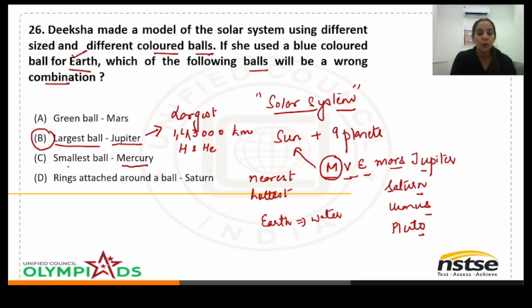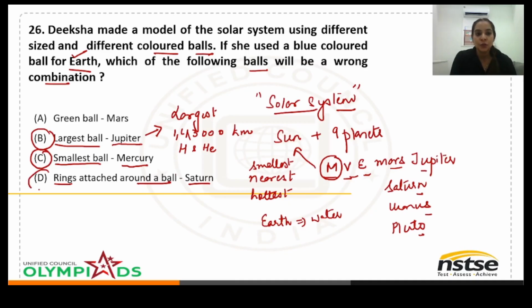So she used the smallest ball. Again, this one is true, because the smallest ball can easily represent Mercury, because it is the smallest planet and also it is nearest and hottest. Okay, for Saturn, she made use of rings attached around the ball.